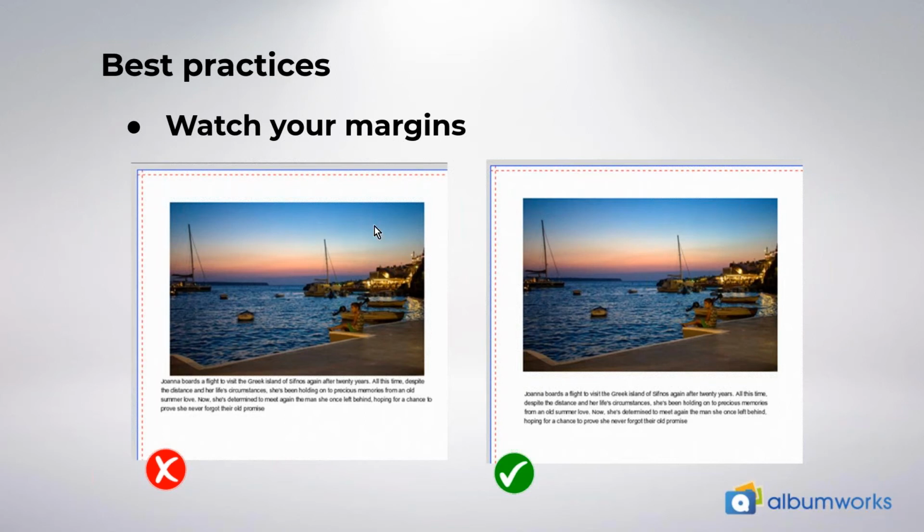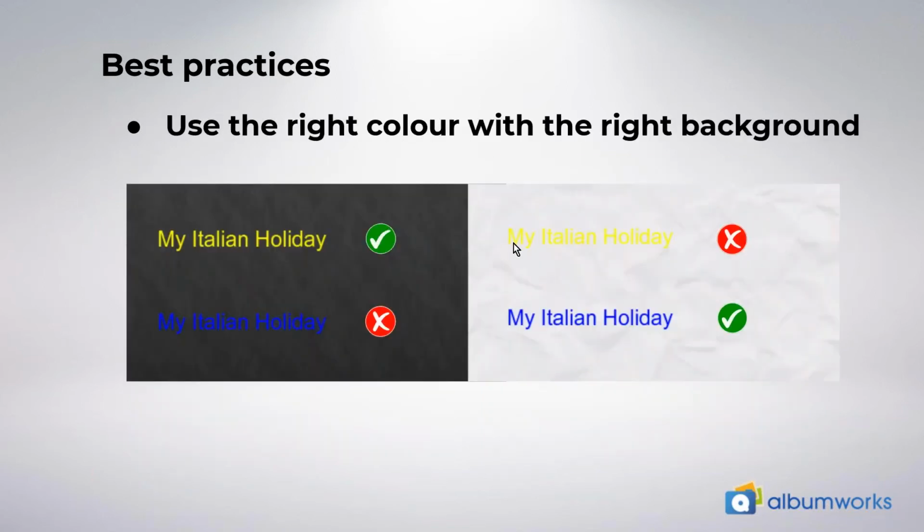Our last tip is about font color. You can use whatever color you like for your fonts, but it's best practice to place dark font colors on a light background and vice versa. So in this example, I've used two of our most popular background images. The light yellow looks best on the dark background and the dark blue looks best on the light background. I'll show you later in the editor how to change the color of your font.